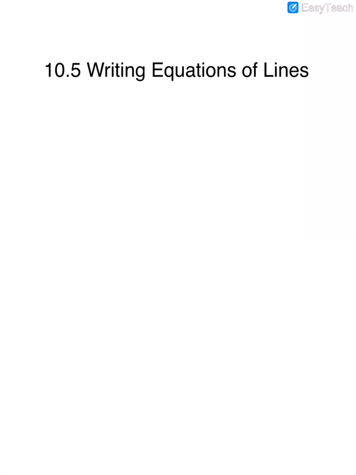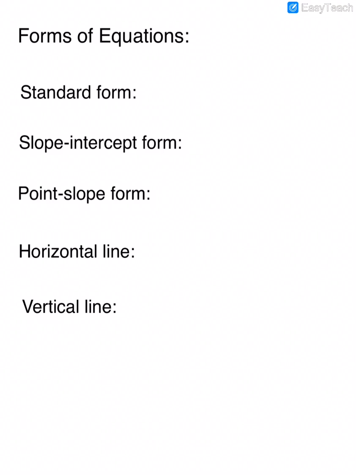Writing equations of lines. There are different forms of equations. There's standard form, slope-intercept form, point-slope form, horizontal line, and vertical lines. We're going to talk about all of these different forms of equations.